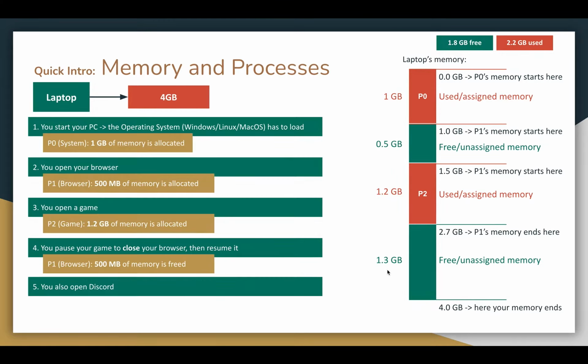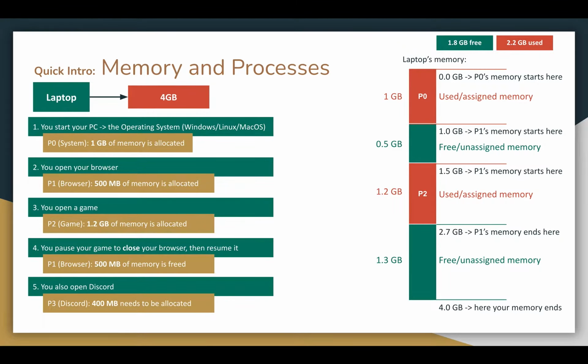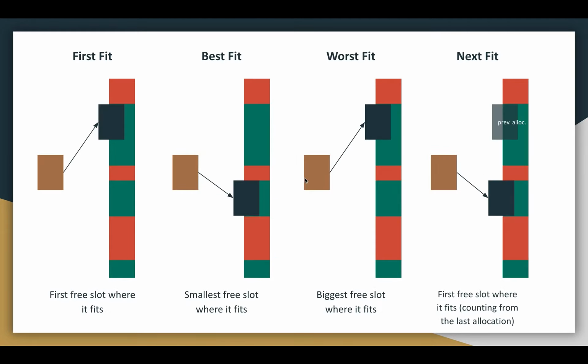Next, let's suppose we now open Discord before returning to our game. So we'll have another process to load into our memory. Let's say it has 400 megabytes, so 0.4 gigabytes. Where could we store this? And now this is our question. Should we put it here or here? What's the better option? For making this decision, we have 4 algorithms.